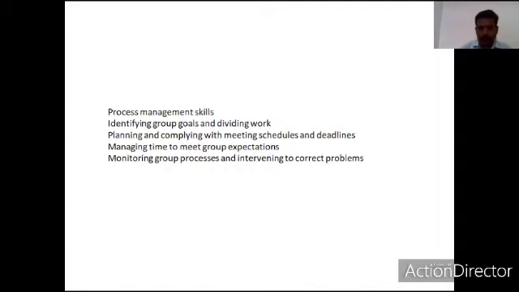And negotiating to agree on tasks and resolve conflicts, and accommodating people with different cultural orientations and work habits. And the process management skills like identifying the group goals and dividing the work, planning and complying with meeting schedules and deadlines, and managing the time to meet the group expectations. And at the last, monitoring the group process and intervening to correct problems.